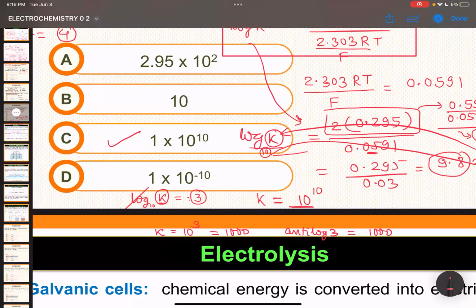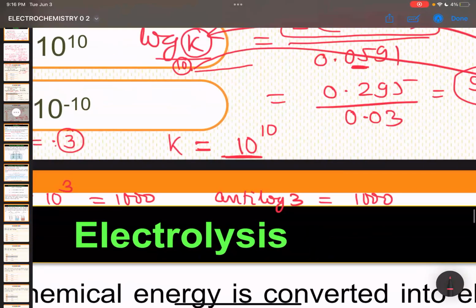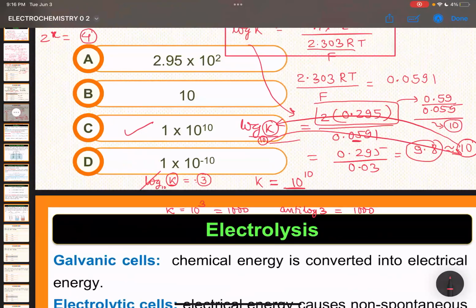What is antilog? Antilog is 10 to the power something. Suppose they will give you 10 to the power 3. How much is it? 1000. Or they will give you antilog 3. That is 1000. Antilog means 10 to the power. Antilog of something is 10 to the power something.